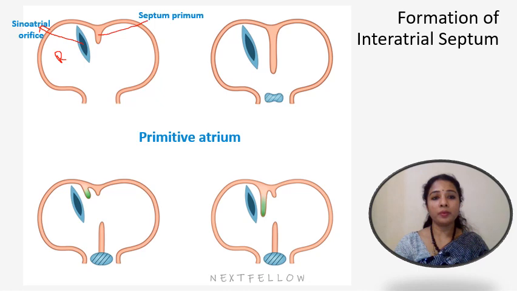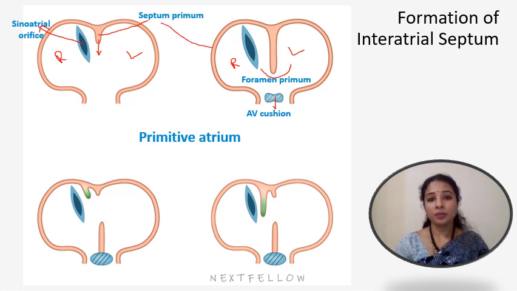Here is the septum primum. This is the right and this is the left atrium. Septum primum grows down towards the AV cushion. This is the AV cushion. This one is the AV cushion. This communication is called foramen primum. So between the right and left atria, the initial communication is separated by the initial septum which is called septum primum. So this is the septum primum, and this communication is called foramen primum.